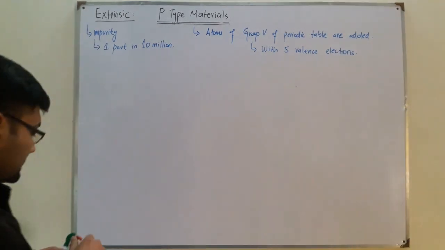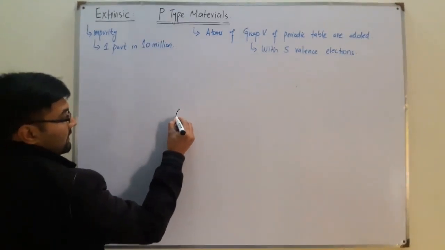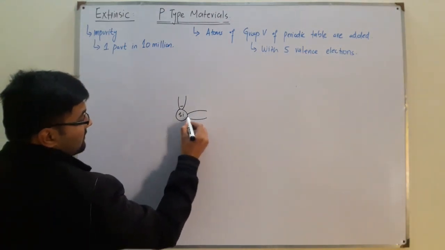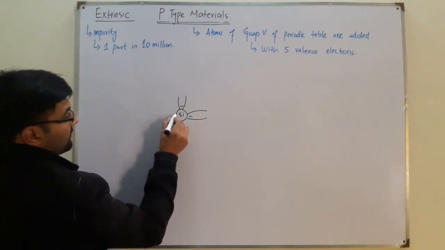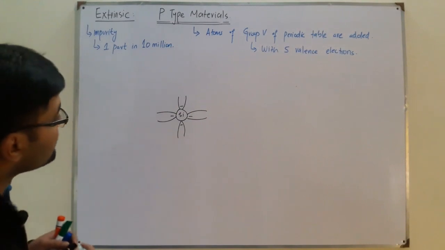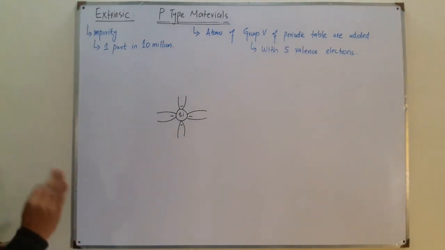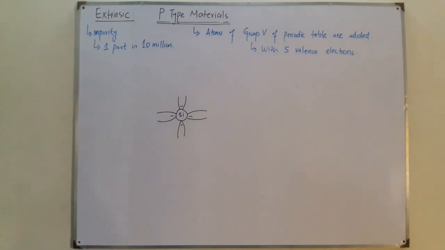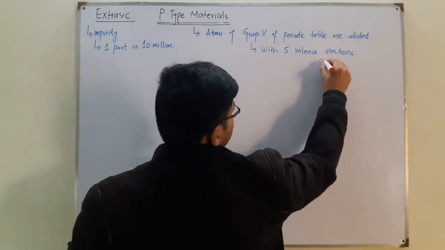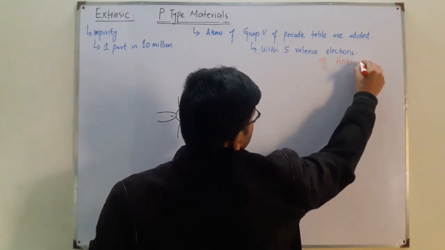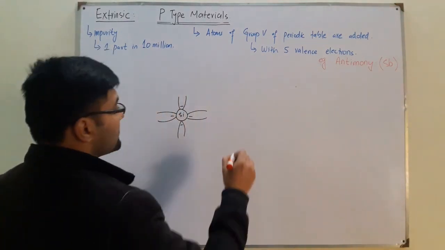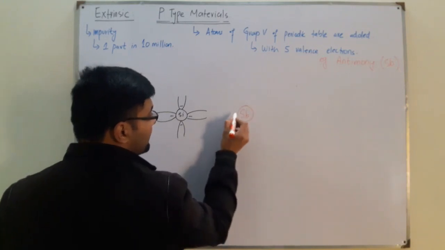Now, let me take a silicon base. This is a silicon, right? Here we have negative, negative, negative. This is the band structure for it. So this is silicon. It has 4 electrons in the valence shell, right? Now if you add an impurity from group 5, let's say antimony is added over here. Antimony, for example. The symbol for antimony is Sb. So this Sb is over here, right, with the red color.